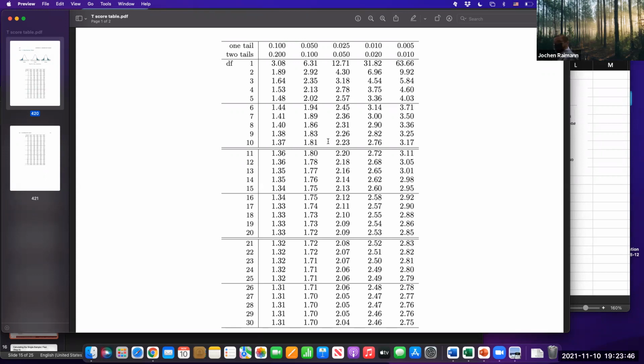We're looking for 5%, right? What's the degree of freedom? 4. It's the same value as before, it's 2.78. But now the t-score that we have calculated is 2.87. So now it's greater than the critical t, and now we're rejecting the null because it's greater than the critical value. Yeah? Remember, no?